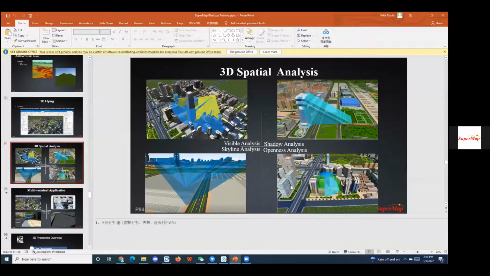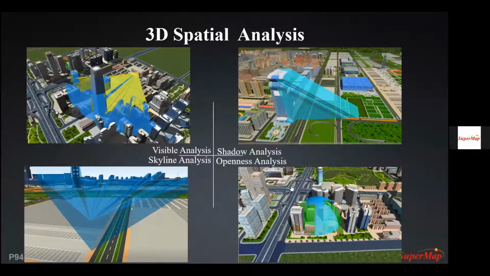All right, so inside of SuperMap R desktop, we also have several 3D spatial analysis functions. For example, here I mentioned only four spatial analyses. The first one is visibility analysis, shadow analysis, skyline analysis, and openness analysis. I think we can perform some of them using our 3D scenes inside of SuperMap R desktop. So let me open it back, the SuperMap R desktop.